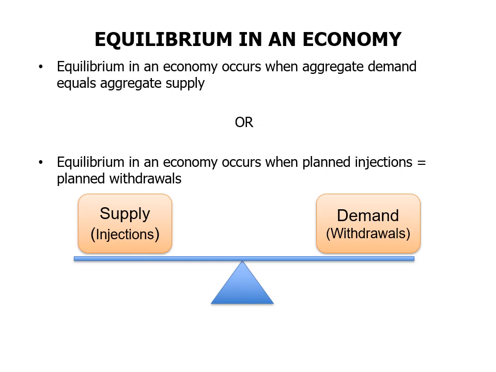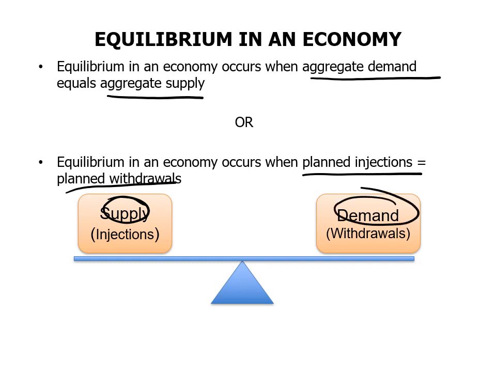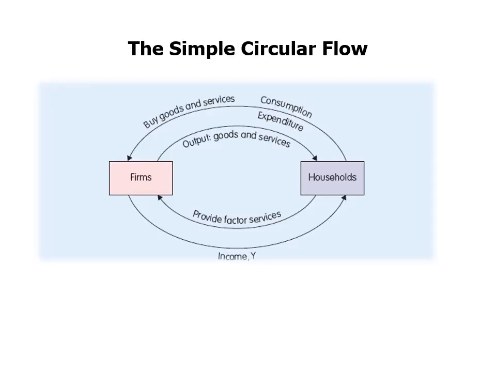So when do we have equilibrium in an economy? Equilibrium in an economy occurs when aggregate supply equals aggregate demand, or equally, when planned injections equal planned withdrawals. So when aggregate supply is equal to aggregate demand, or when planned injections are equal to planned withdrawals, we have equilibrium in an economy. If you remember, this was the simple circular flow.